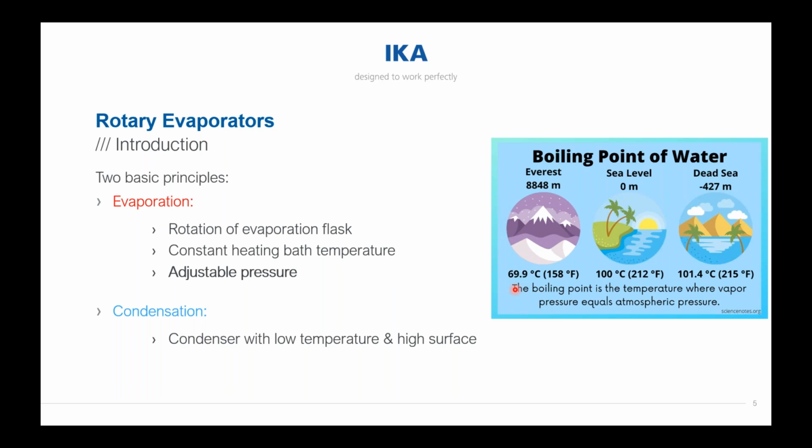So the boiling point is dependent on the vapor pressure, or on the pressure in your area. With the rotary evaporators, we will have a vacuum pump which adjusts the vacuum. So we can adjust the pressure, and with this we have the possibility to always keep the heating bath at the same temperature and just adjust the vacuum, or adjust the pressure, to get boiling inside our evaporating flask.